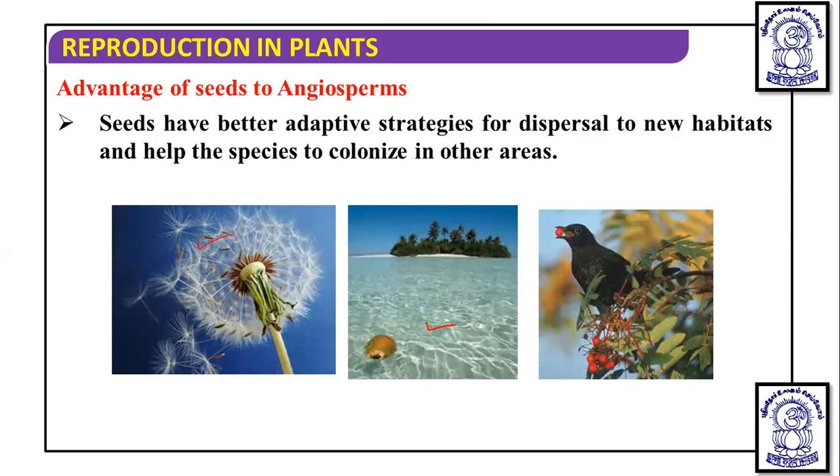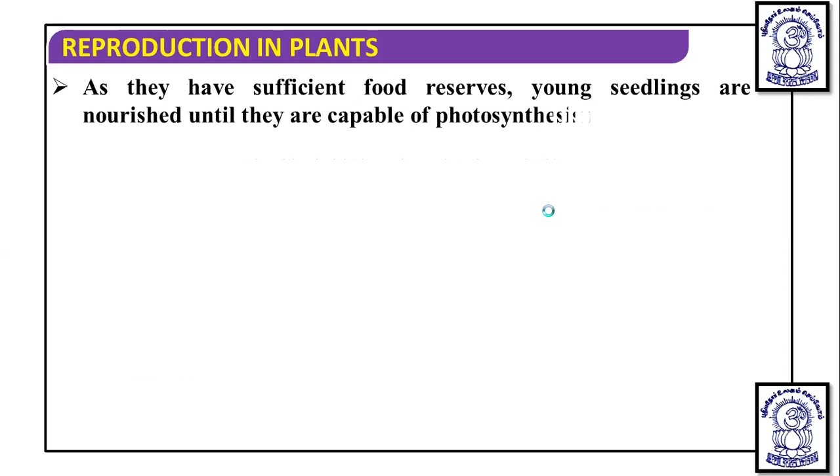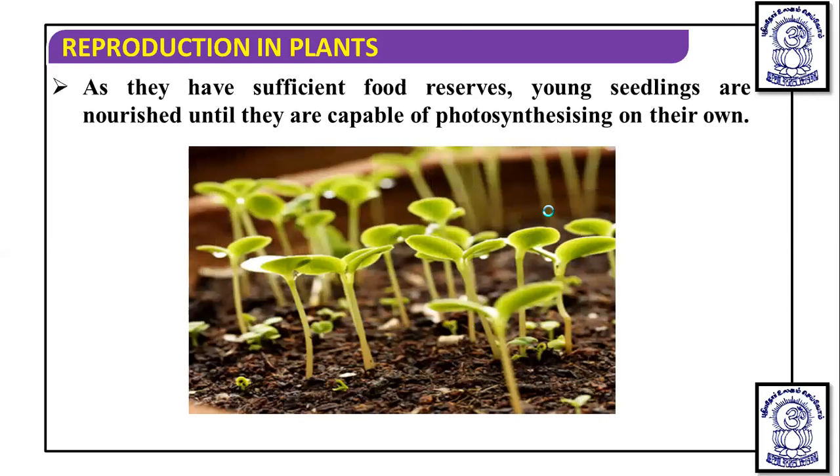Some birds also can help in this particular condition. Then, the seeds have a sufficient food reserve, so the young seedlings are nourished until they are capable of photosynthesizing on their own. Young seedlings also get nourishment from that reserve food only. But when they gain the capacity of photosynthesis, they will nourish themselves. So these are the initial saplings which are not photosynthesizing, but they have a particular storage food and they are gaining the capacity actually.